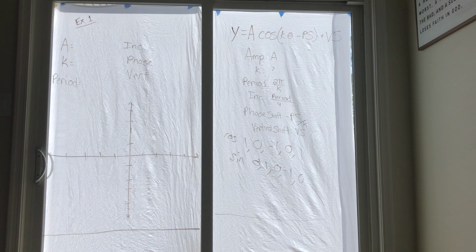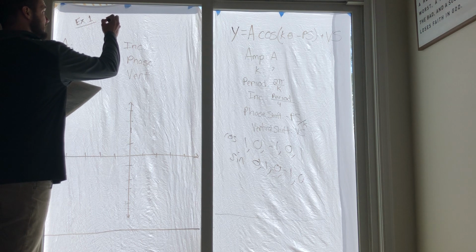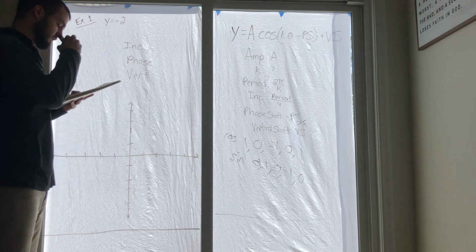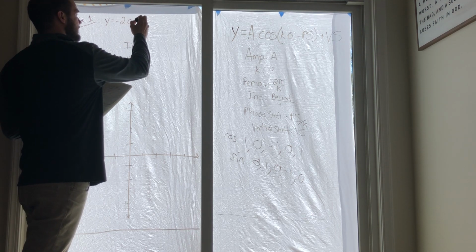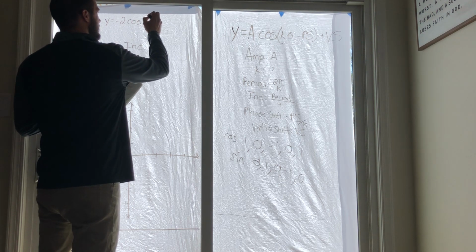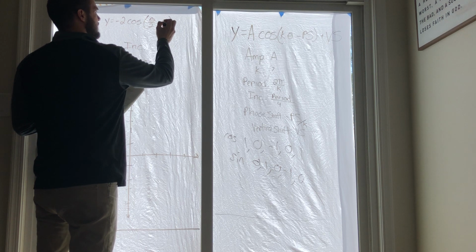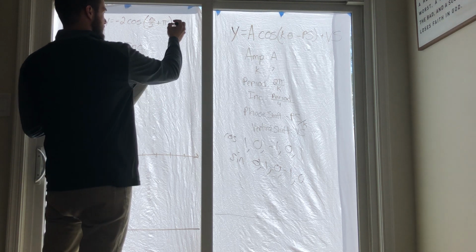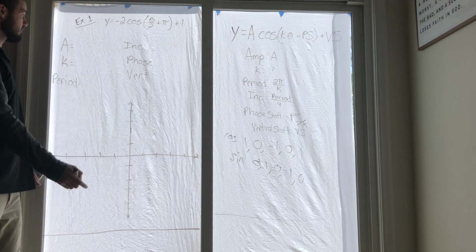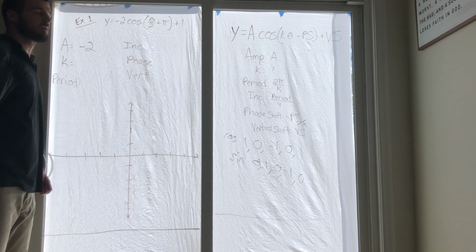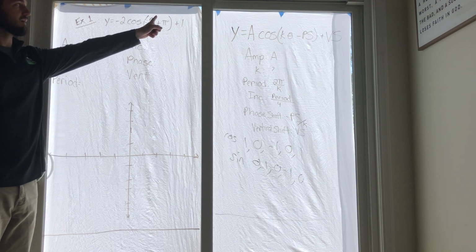Okay, so let's take a look at one and see how it's going to affect everything and see what we need to do. Let's put them all in there and see what happens. Okay, what's our amplitude? Our amplitude is -2. Okay, what's our k value? Our k value is what number is being multiplied by that theta.